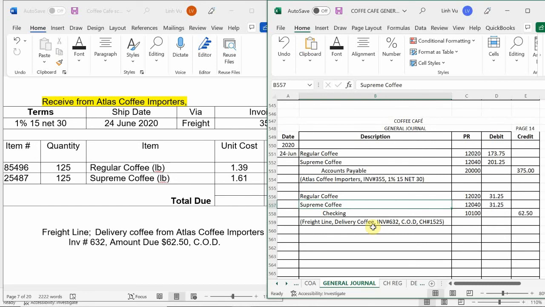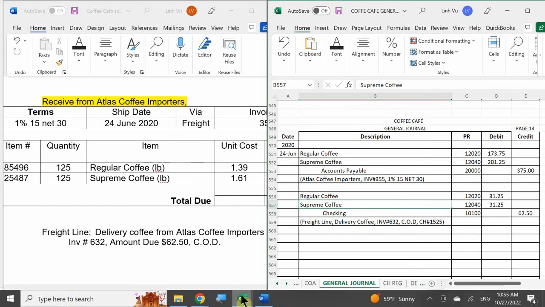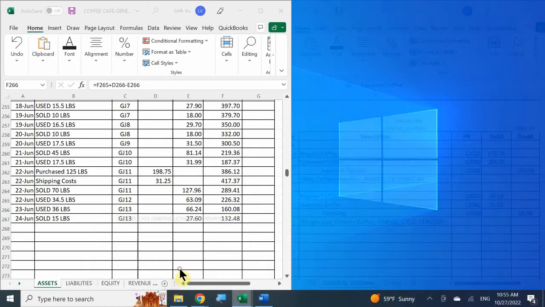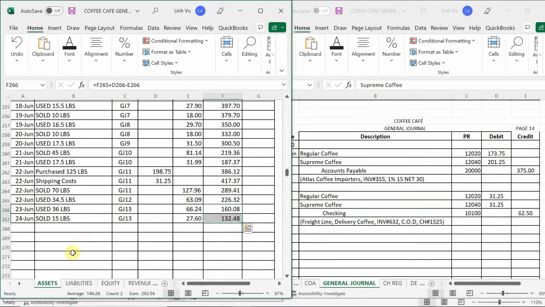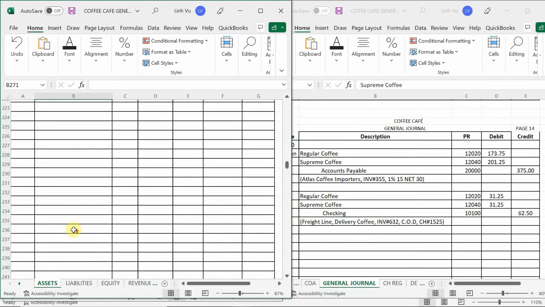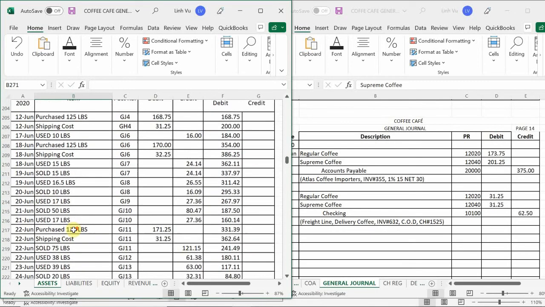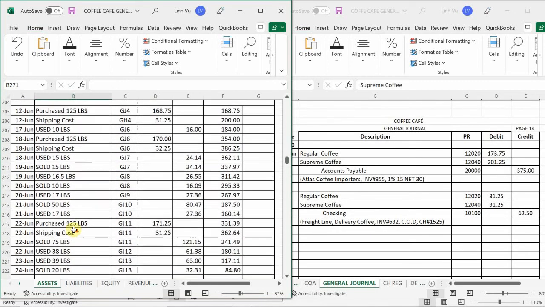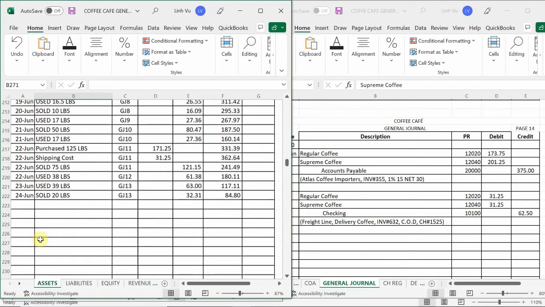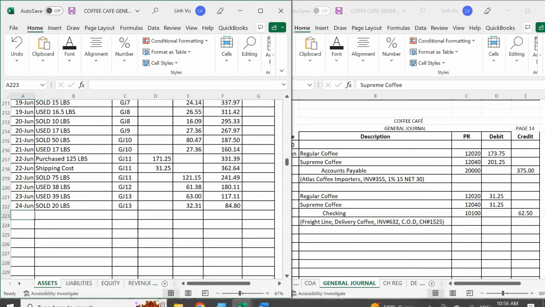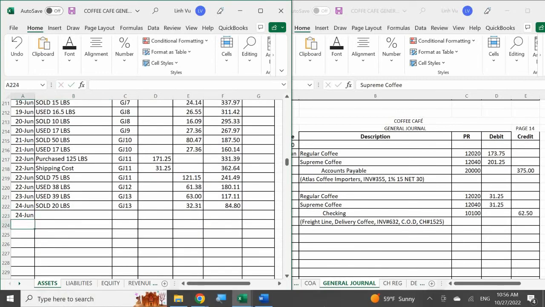We go to our ledger. We do our ledger, update our inventory account. So perfect. We just left off of inventory. So here's regular coffee. Okay. We purchased 125 pounds. And we also had some shipping cost.